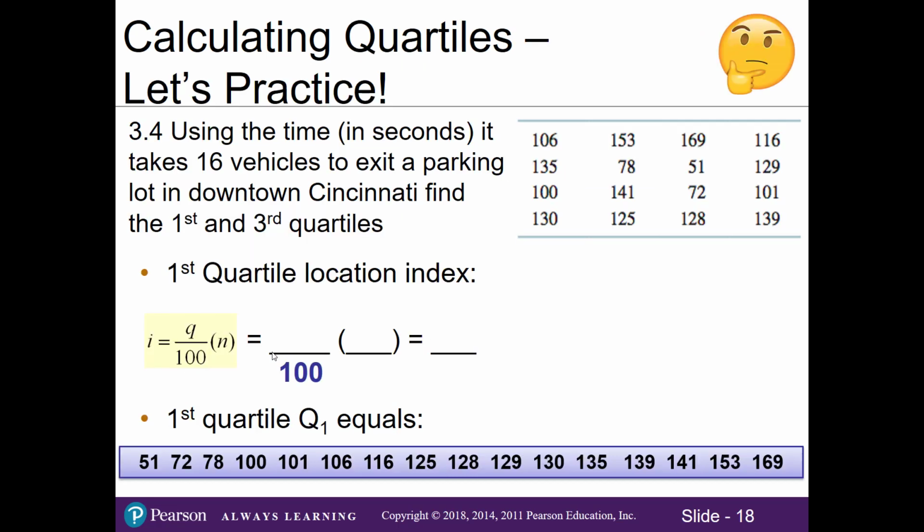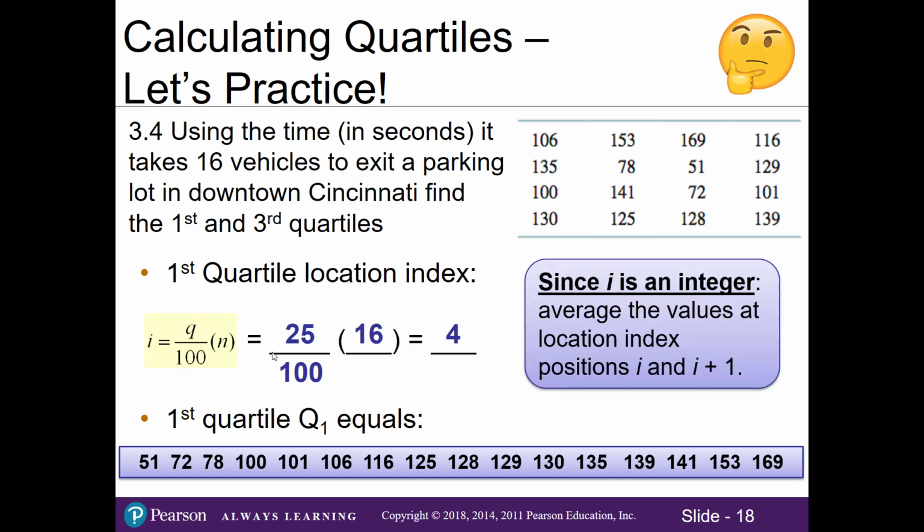So here's our example in problem number 4 again. Same 16 data points. Here we want to calculate the first and third quartile. So by definition, the first quartile means 25%. And so I'll plug in my 25 for Q, and my N is still 16. So I'll take 25 divided by 100 times 16. This gives me my index of 4. So I'm going to look for the 4th position on my data array.